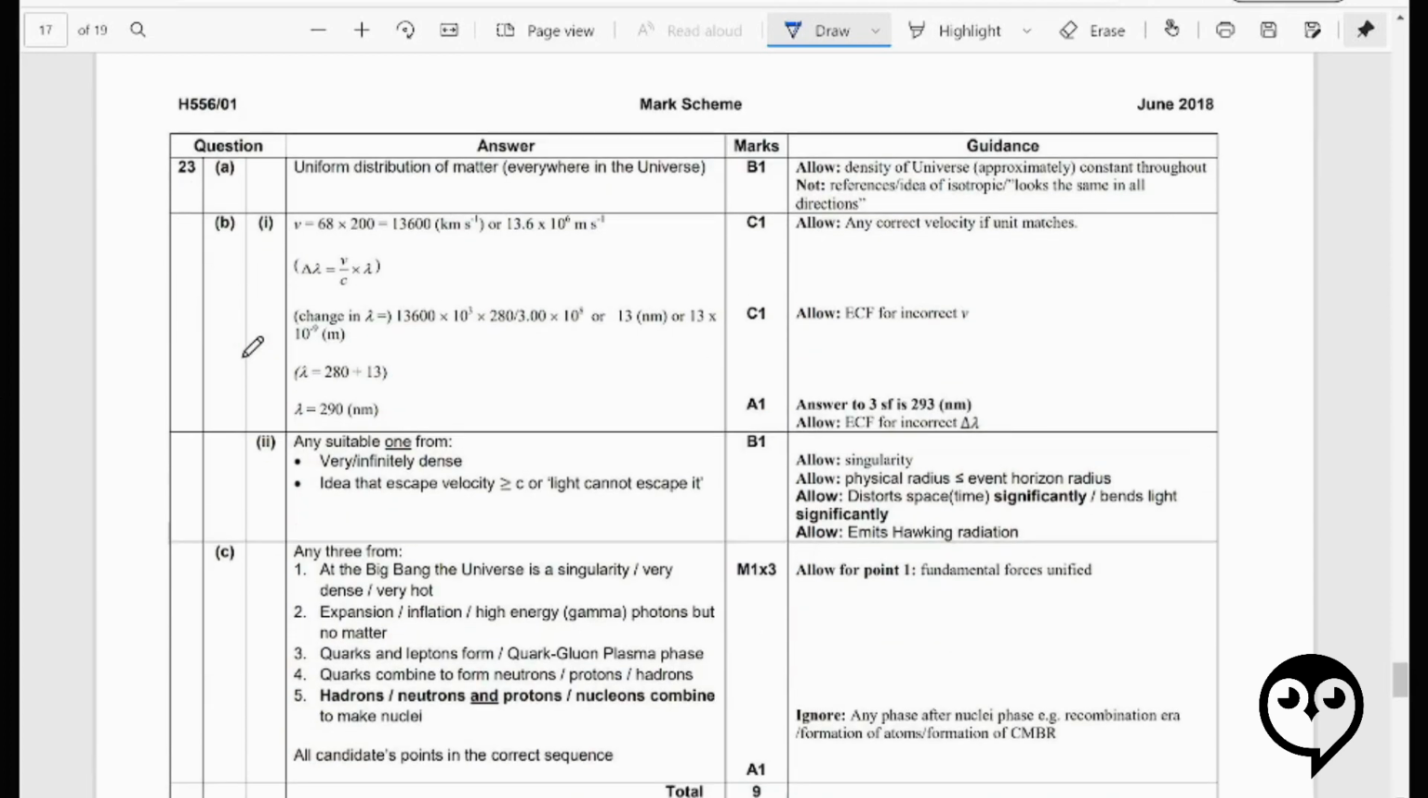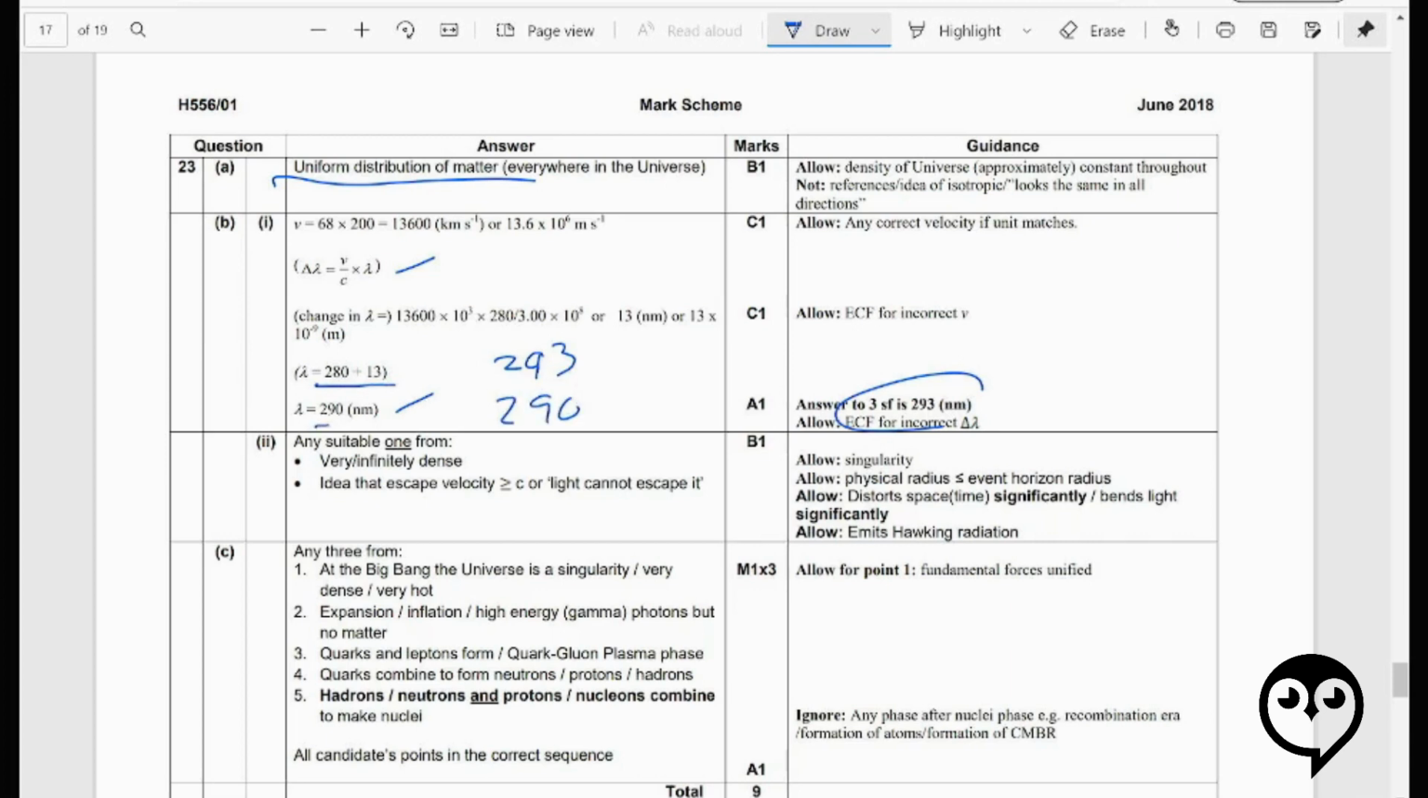Okay, homogeneous, uniform distribution of matter. That's right. Here's our equation. We got, okay, again, 290. So I've added 13 plus 280, 293. It seems OCR, they'll accept that, but I think they're really big on 2 sig figs, so that would round down to 290.